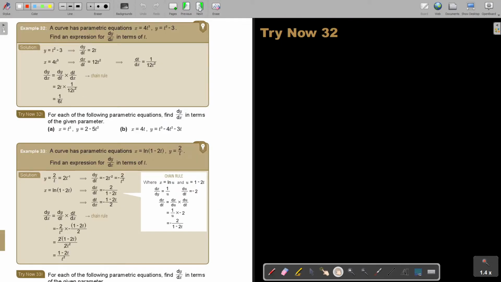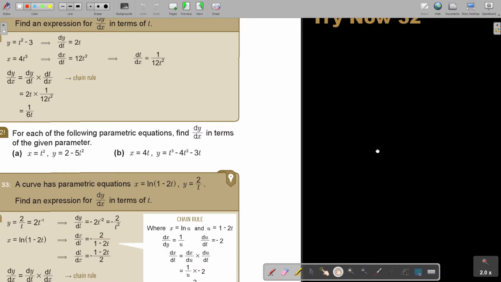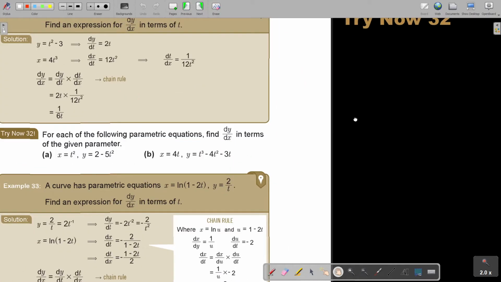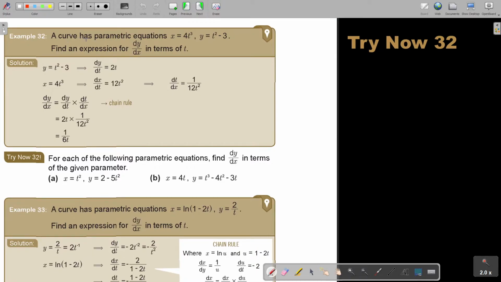But let's look at an example. Just going to make it a bit bigger. It's not very, very difficult if you first just understand the process. Okay, let's start. A curve has parametric equations x and y, both in terms of t. Find the expression for dy over dx. I basically differentiate in terms of t. So first differentiate the first one, then differentiate the second one.